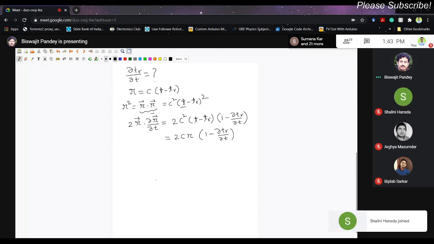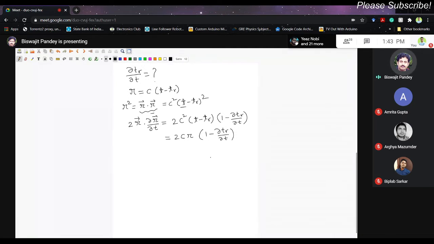Now we have to calculate this one, ∂t_r/∂t. Let us simplify this. What is ∂𝓇/∂t? We also have to calculate ∂𝓇/∂t. Here 𝓇 is the vector, as opposed to the scalar 𝓇, and we need ∂𝓇/∂t.